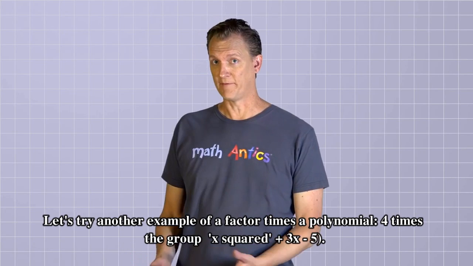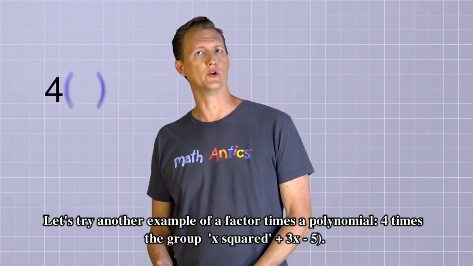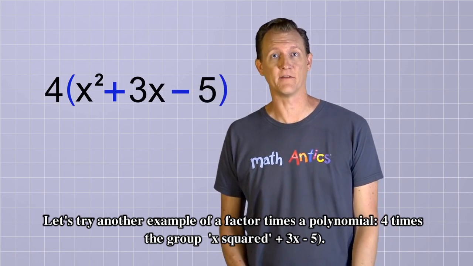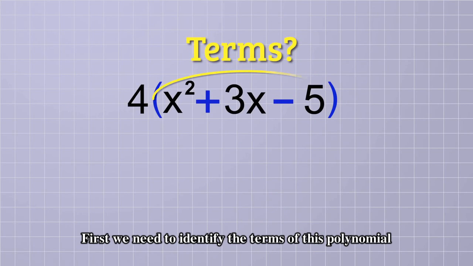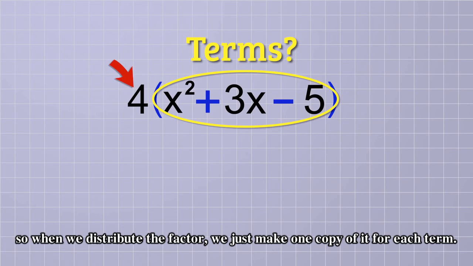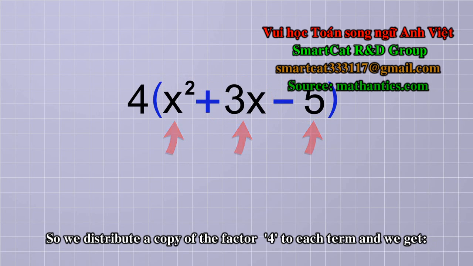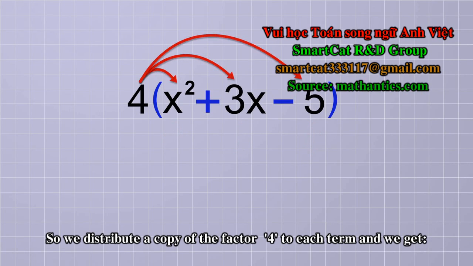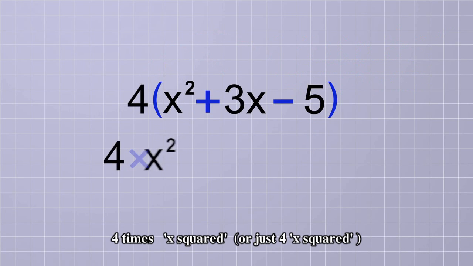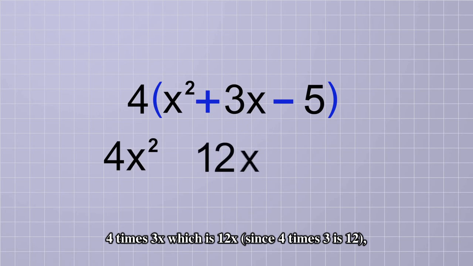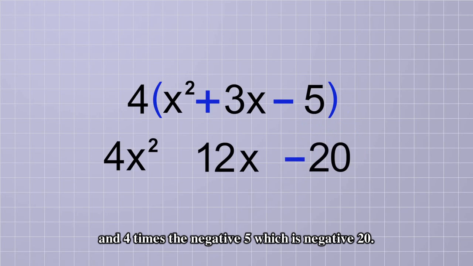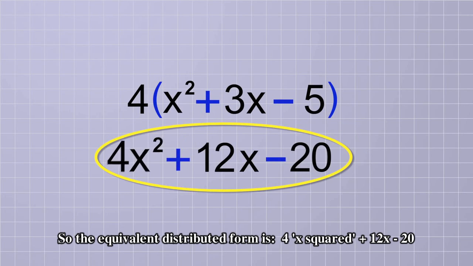Let's try another example of a factor times a polynomial. 4 times the group x squared plus 3x minus 5. First, we need to identify the terms of this polynomial, so when we distribute the factor, we just make one copy of it for each term. This polynomial has 3 terms, x squared, positive 3x, and negative 5. So we distribute a copy of the factor 4 to each term, and we get 4 times x squared, or just 4x squared, 4 times 3x, which is 12x, since 4 times 3 is 12, and 4 times the negative 5, which is negative 20. So the equivalent distributive form is 4x squared plus 12x minus 20.